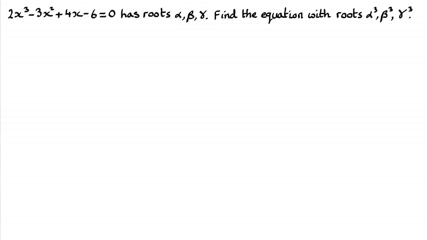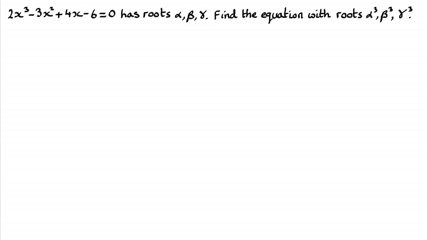Hi. Now, in this example, we've got this question where we're given the cubic equation 2x cubed minus 3x squared plus 4x minus 6 equals 0. And we're told it has roots alpha, beta and gamma. And the question is, find the equation with roots alpha cubed, beta cubed and gamma cubed.